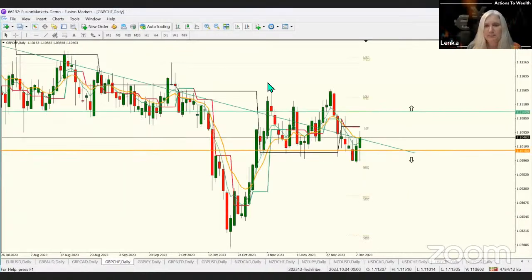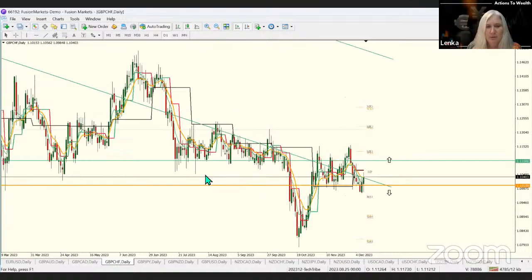On the daily, looking at basically price to retest these previous lows here. And if that is the case, then looking for short opportunities or price to come underneath and then retest from there. In either case, looking for short opportunities at the moment.